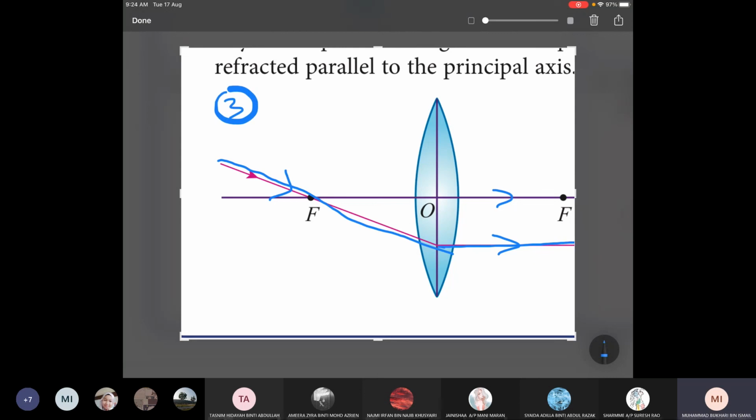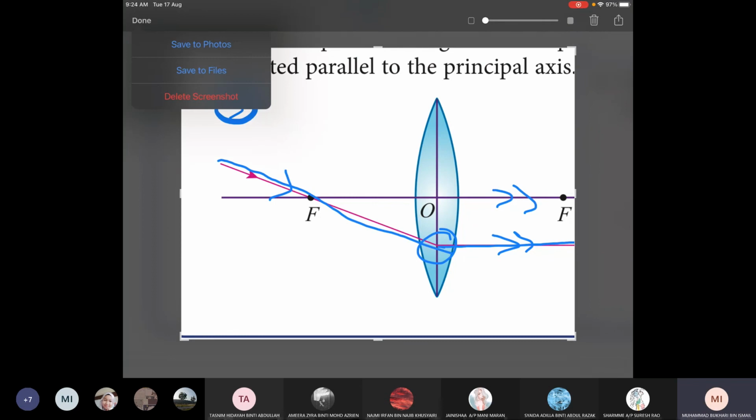Light travels towards F, then it will be refracted by the lens so that the light is parallel to the principal axis. So we have 3 different rules. We have 3 different rules for lens.